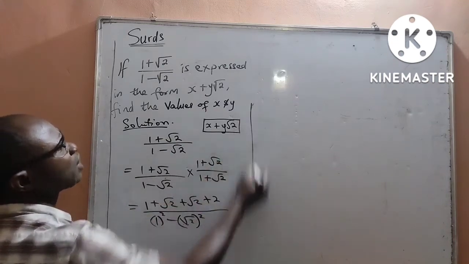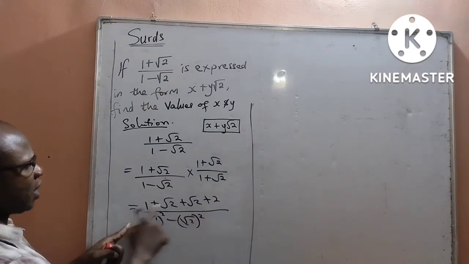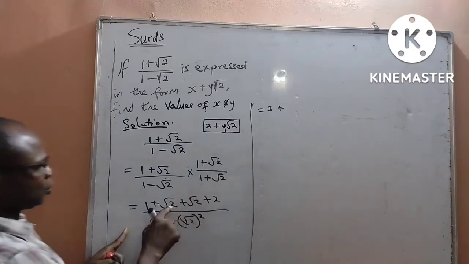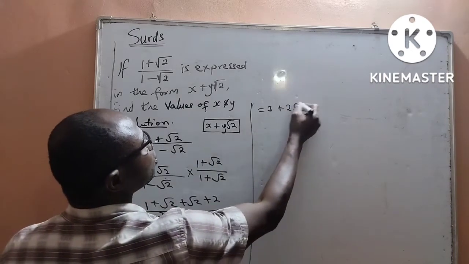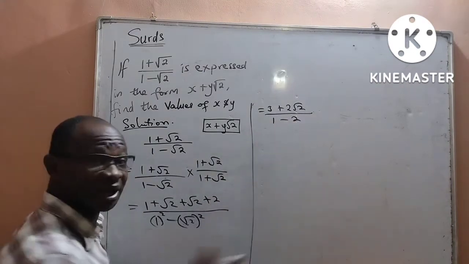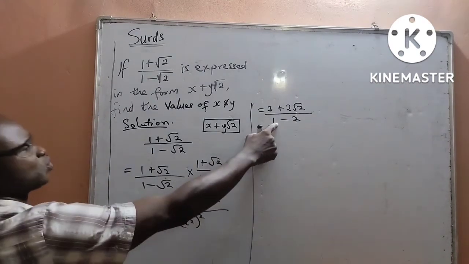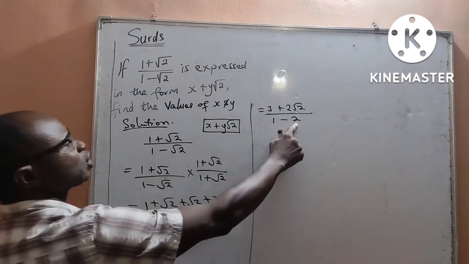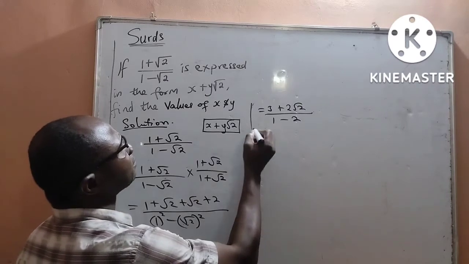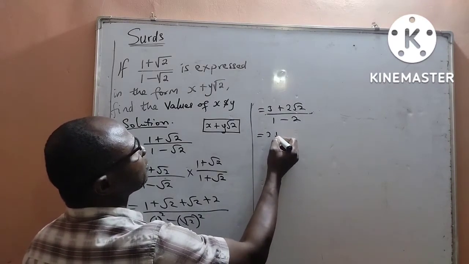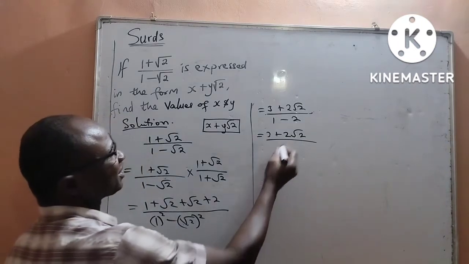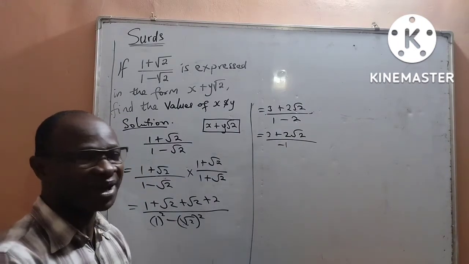And when that happens, my result at the numerator is now going to be 1 plus 2, which is 3, plus root 2 times plus root 2 will give me 2 root 2. And at the denominator, what I will now have is 1 minus 2, because the square of 1 is 1 and the square of Surd 2 is equal to 2. Wonderful. There. We now have 3 plus 2 root 2 all over 1 minus 2, which is going to give us just -1. We are done with the work.